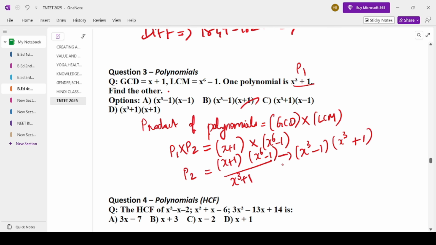So if you write like that, the numerator is x plus 1 into this will come instead of this. So if you divide by x power 3 plus 1, you will get P2.